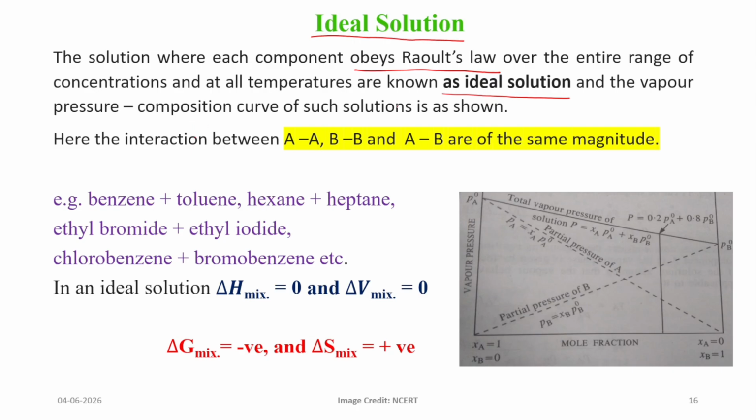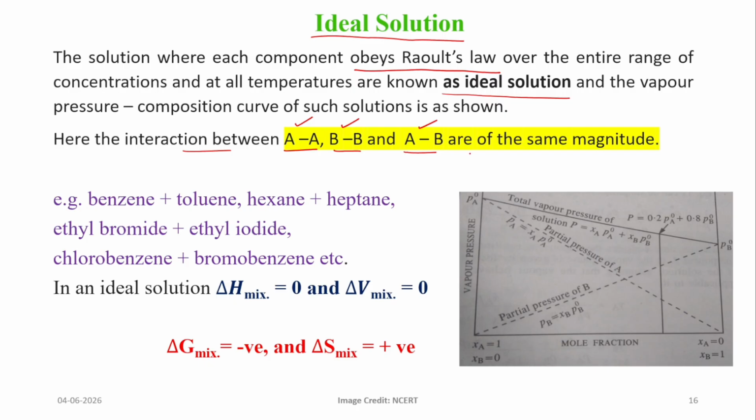Similarly, these solutions. Now for the interactions, just like I defined in the first or second slide, three types of interactions are there: AA, that means between solvent and solvent; BB, solute and solute; AB, solute and solvent.